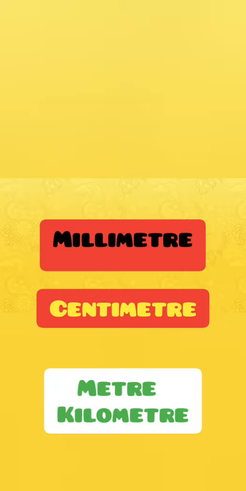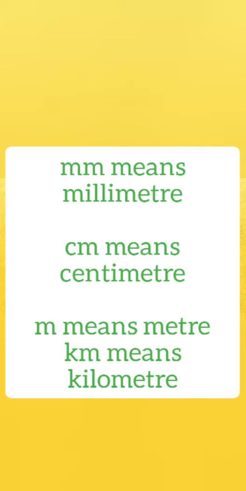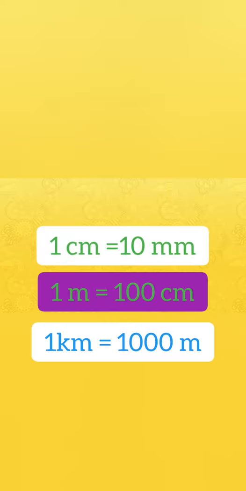First we will discuss length. In class 3 you are learning about millimeter, centimeter, meter and kilometer. Smaller units are measured in millimeter, larger units are measured in kilometer. So you have to remember one more thing. 1 centimeter is equal to 10 millimeter and 1 meter is equal to 100 centimeter. Also 1000 meter is equal to 1 kilometer. You have to remember all these things. I repeat, 1 centimeter equals 10 millimeter, 1 meter equals 100 centimeter, 1 kilometer equals 1000 meter.